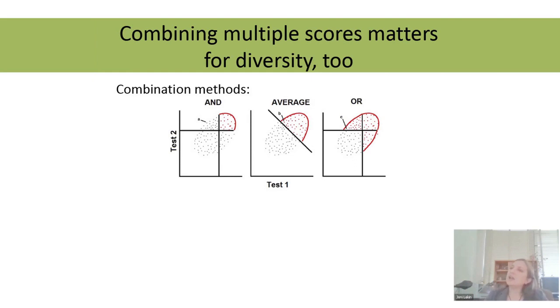And then finally, the OR rule says if you get a high score on any of the tests, you're identified, or you pass on to the next stage or whatever you have. And you see that this identifies any student with a high score on either test. This is the largest number of students identified, but importantly, you'll have students who score high on one test who have very low scores on the other test. So you have a very broad range of abilities in this group of students, but you don't miss anyone who has a high score in one of the areas that you're assessing.